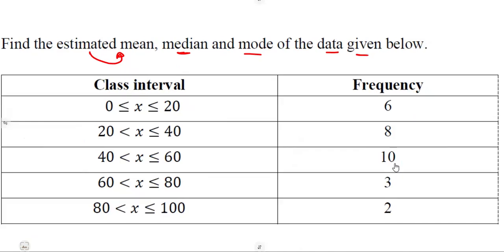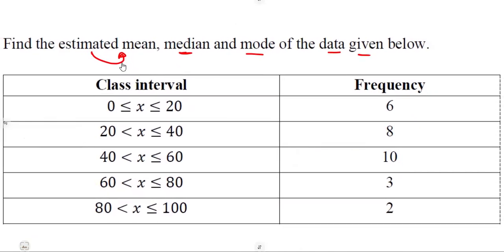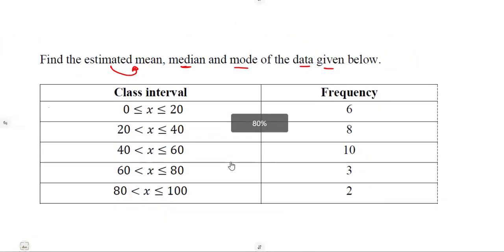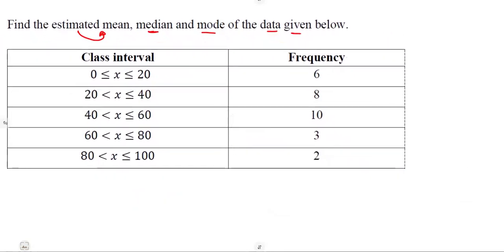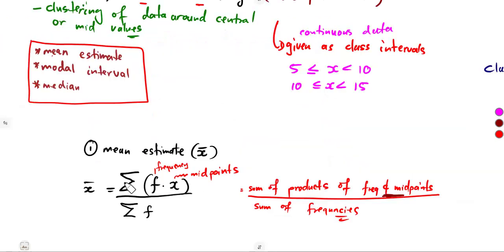This is what we are given. From here, we need an estimated mean. So how can we determine the estimated mean? Remember from our formula, the estimated mean can be calculated from the sum of the products of frequency times midpoint, over the total of the frequencies.